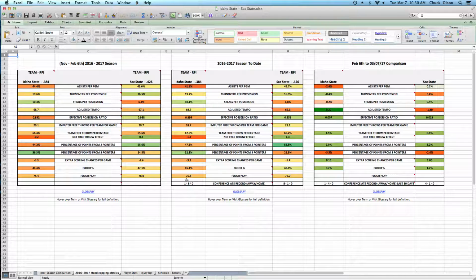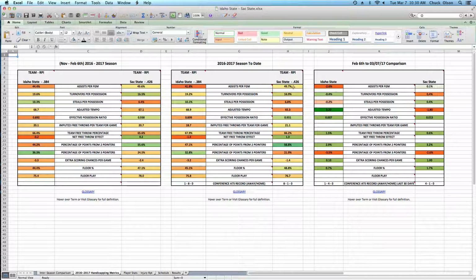Now, here's a really good one: the conference against the spread record, and then the last 30 days against the spread. So we go back and we see Sacramento State's 4-1-0, and Idaho State's 1-4-0, which means they are not performing to the market expectations, where Sacramento is exceeding them.